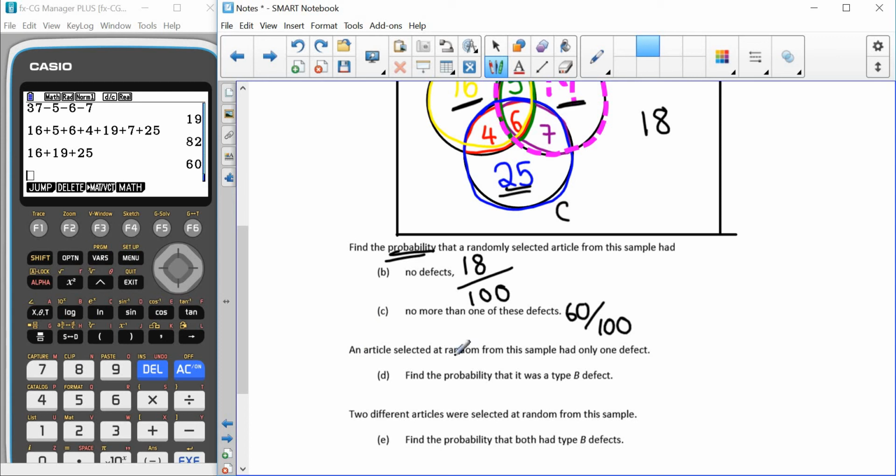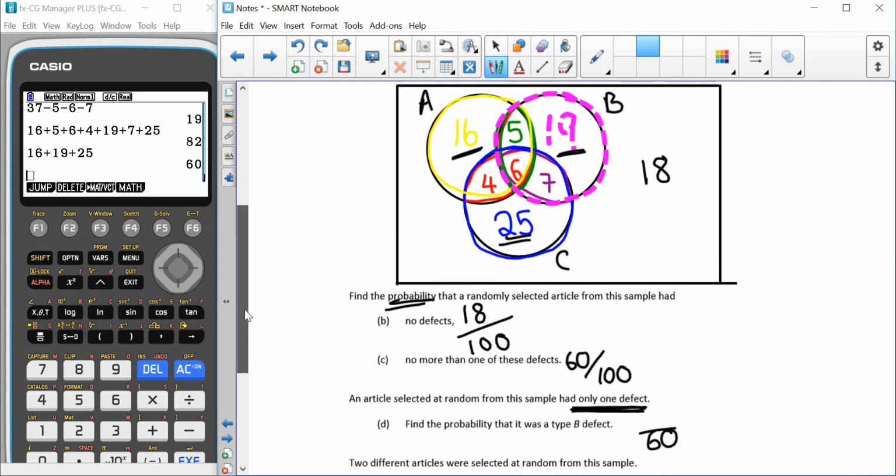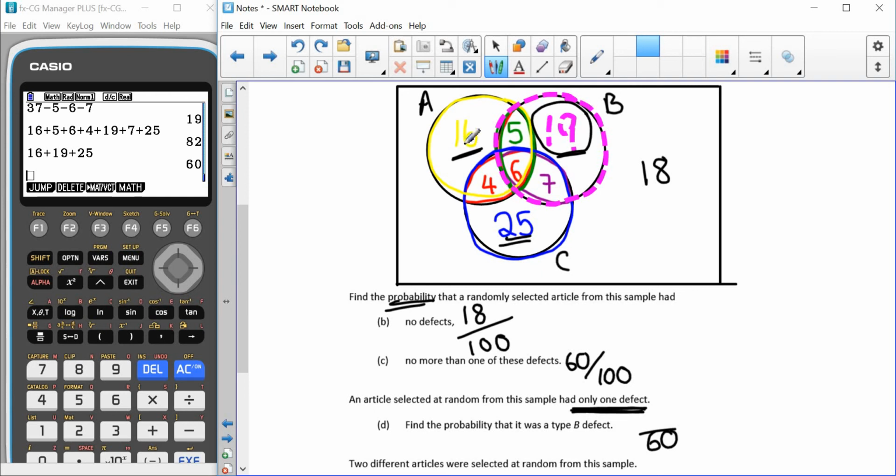Now we're told that an article is selected at random from the sample that had only one defect. Now this is going back to what we were talking about before when we were looking at two-way tables. We're now pretending that there are only articles that have one defect, which means that the total that we are looking out of is those 60 from before. And then we're wanting the probability that it has a type B defect. So if we have a look back at our Venn diagram, the type B defects are those 19 there, out of the 60 which only have one type of defect. So that's our probability.